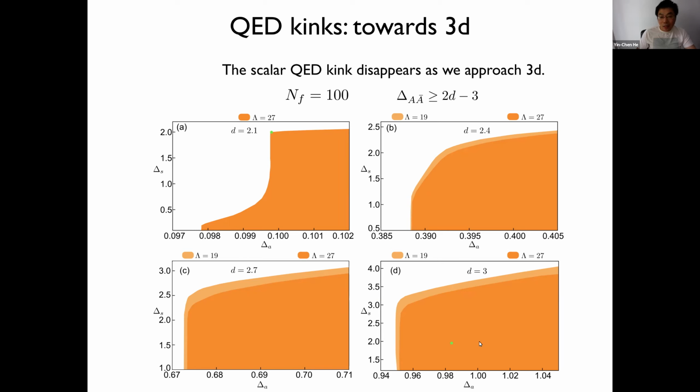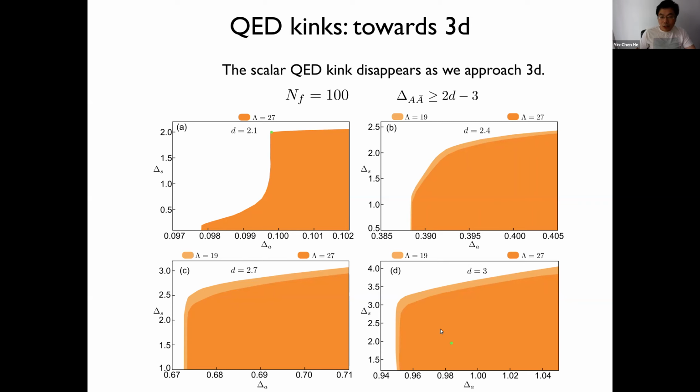And the numerical bounds are actually pretty far away from the large NF results. And you can see how the kink disappears. For example, in 2.4, we still get this kink, but it becomes rather weak. And in 2.7, you don't really see this kink. This kink is actually this one. It's related to the decoupling operators.